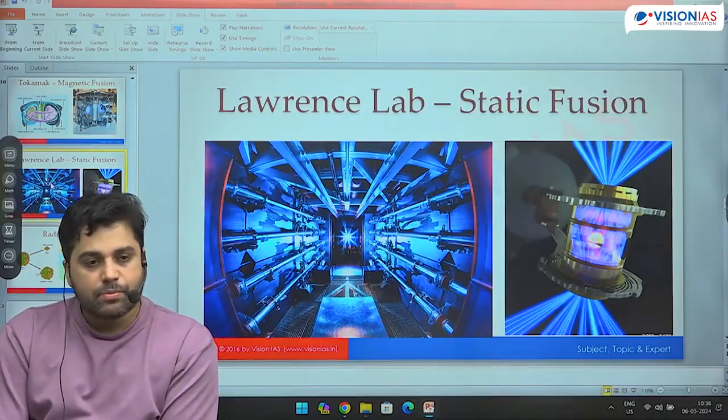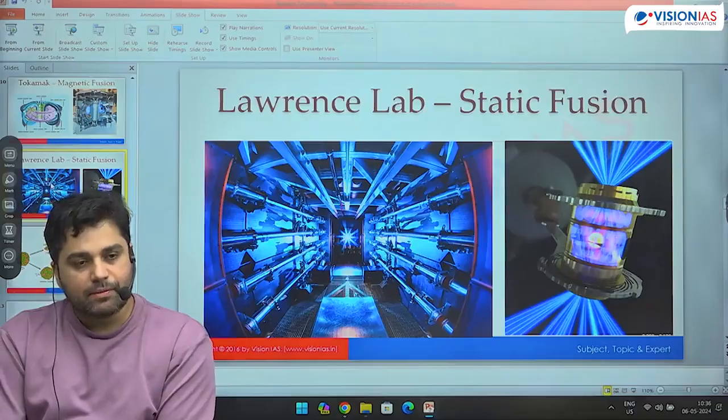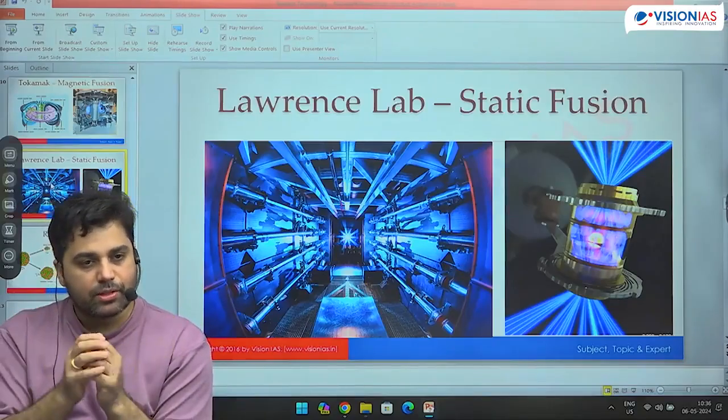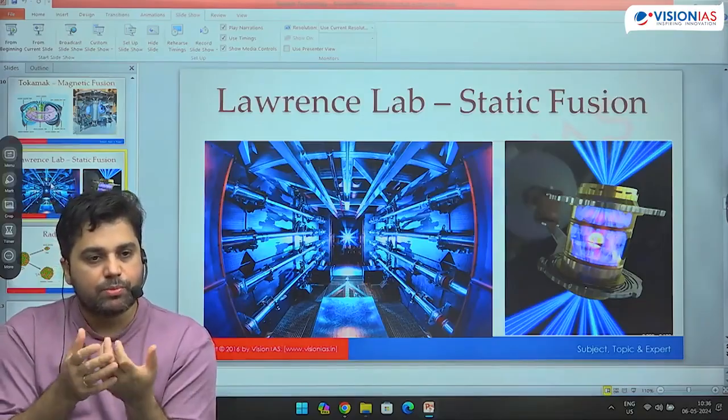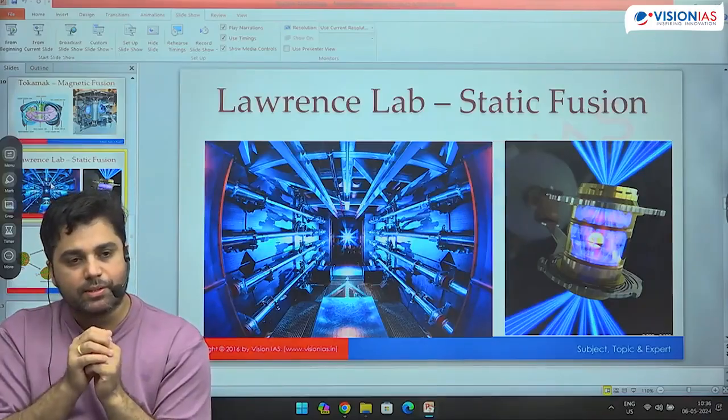Hydrogen has not been used because the nuclear size of hydrogen is very small. And because of that, the electromagnetic repulsion will stay there for a longer duration. So to combine hydrogen, you need to overcome much more electromagnetic repulsion. The nuclear size of deuterium is larger.